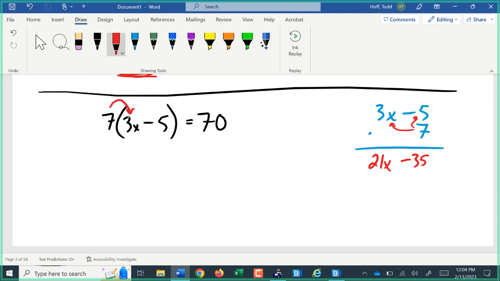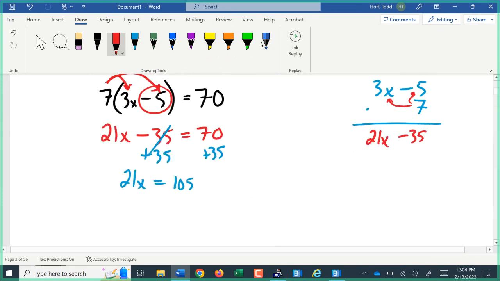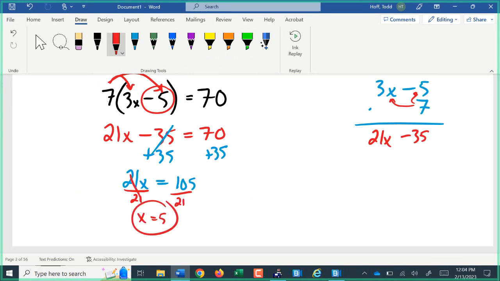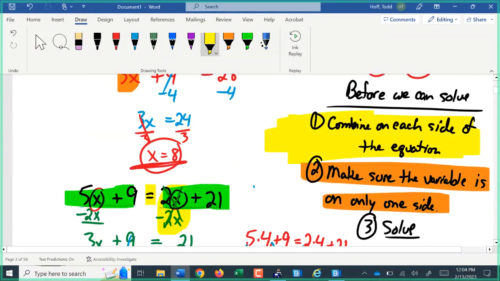We do 7 times 3x is 21x. 7 times negative 5, remember that sign goes with the number that comes after, so it's a negative 5. 7 times negative 5 is a negative 35, equals 7. Now we're ready to solve the equation. Add 35. 21x equals 7 plus 35 is 42. Then we'll divide by the 21 and get x by itself. X equals 2. So this first step kind of goes under that category of this first step here: combine what you can on each side of the equation.